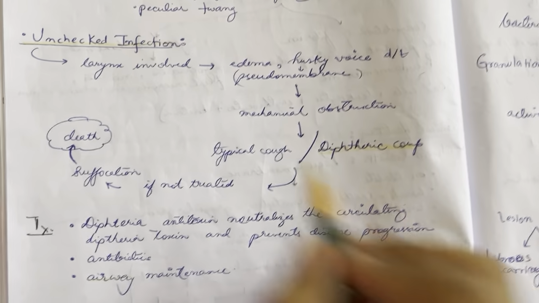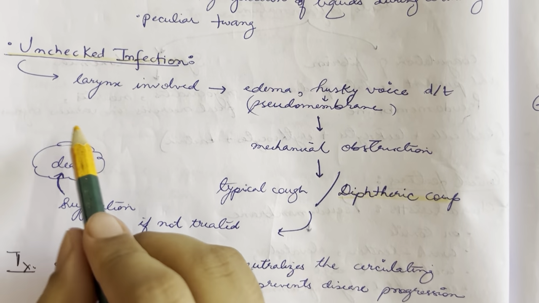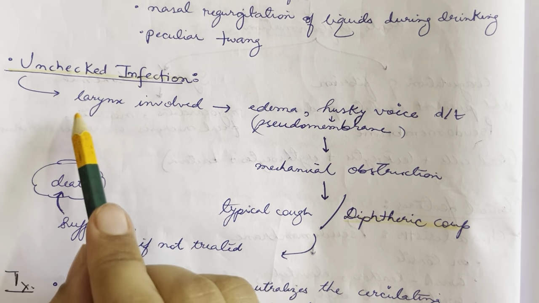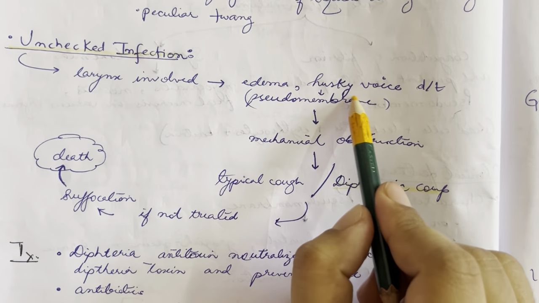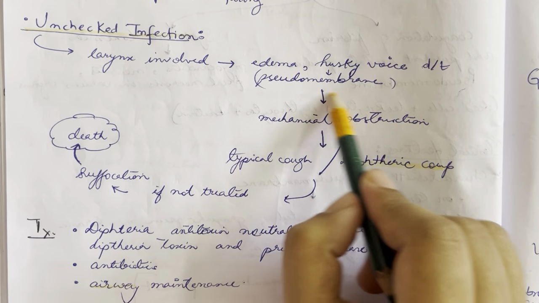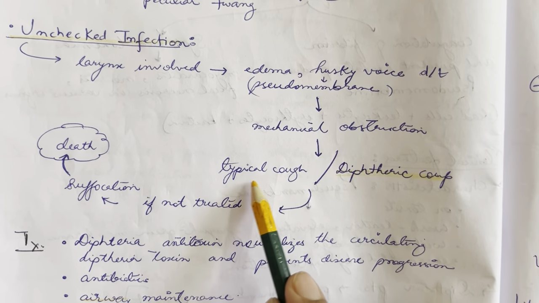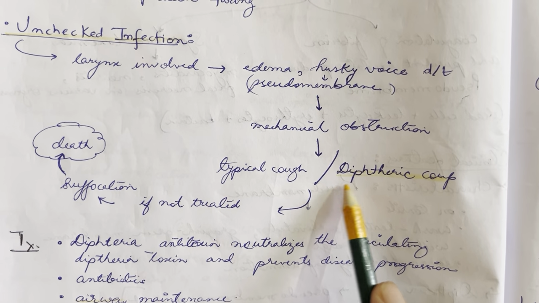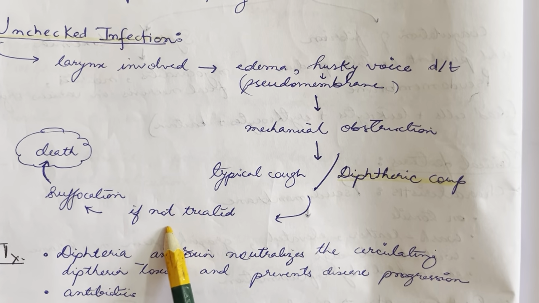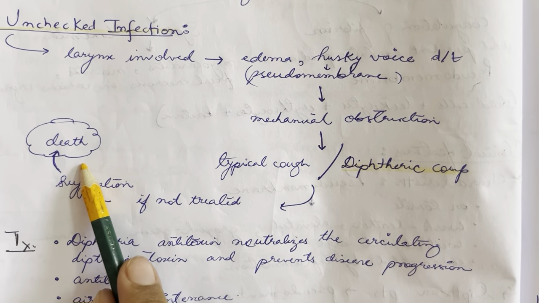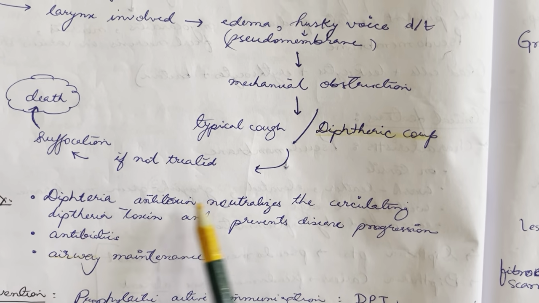Then, coming to unchecked infection, if we do not undergo any medication or any management, the larynx may get involved. Once the larynx is involved, there will be edema of the larynx, and a husky voice due to the presence of pseudomembrane in the larynx, which will cause mechanical obstruction, and a typical cough called diphtheric cough. If it is still not treated, there can be suffocation and the patient may die.